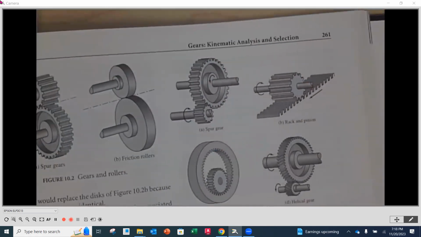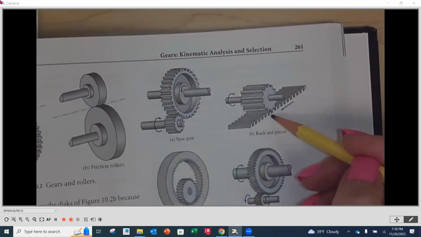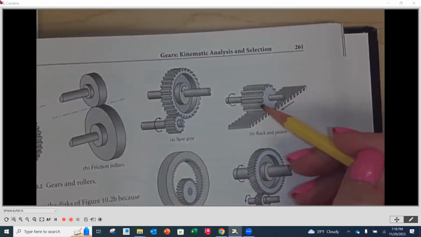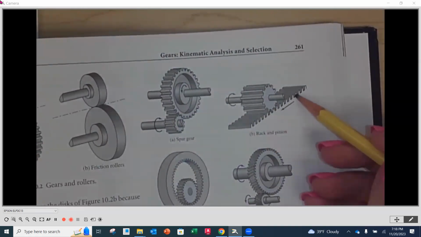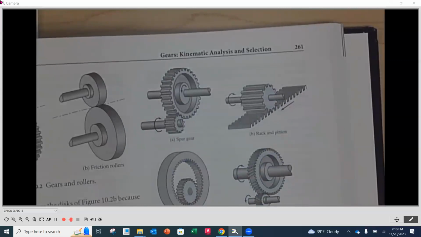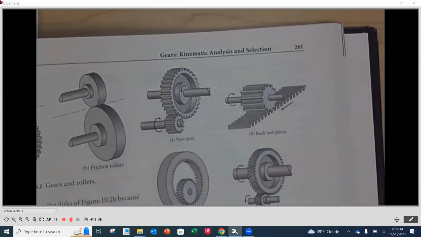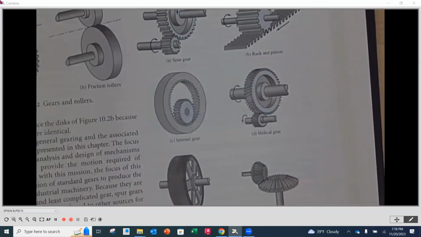The next kind is really still a spur gear with an involute tooth, but this is called a rack and pinion, where we're taking one gear that's going to be rotating, and we're going to engage it with basically a gear that's laid out flat. And then this is going to be translational motion, or straight line motion. So this is going to rotate and this is going to go back and forth. The next kind that we have here is another spur gear application, but this time this is an internal type of gear.